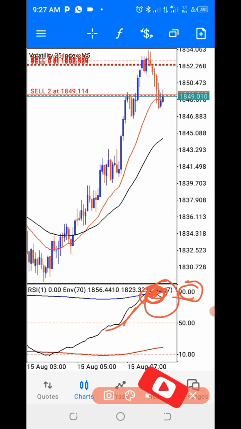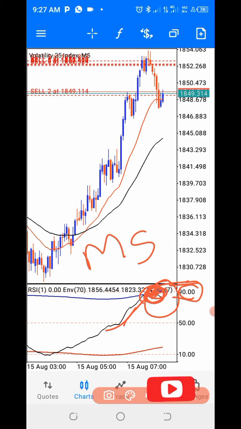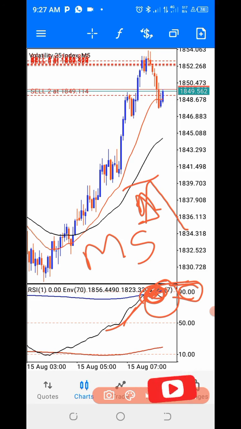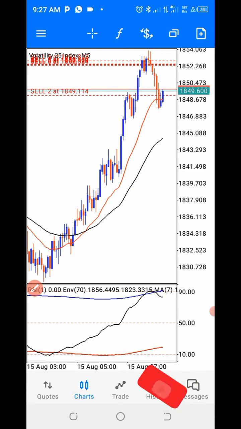So once this confirmation aligns, and you've checked your market structure, and you've seen that you're actually in a sell, in a downtrend, or you've broken the structure to the upside, then you are taking a retracement to give you a higher low. Then you can take the sell, right? You can take the sell. So that is the first confirmation.